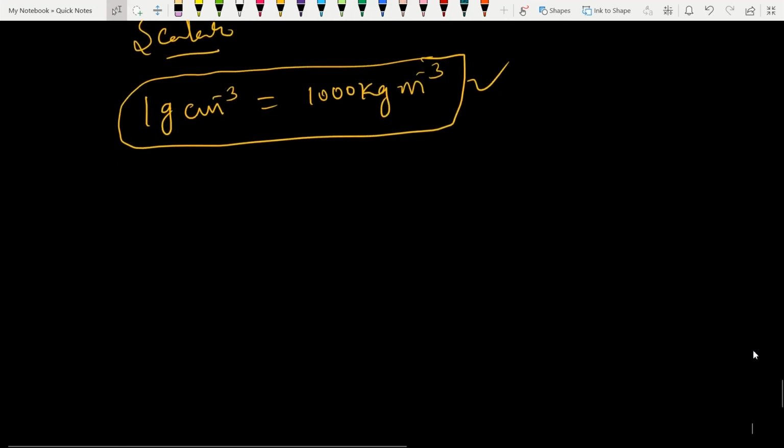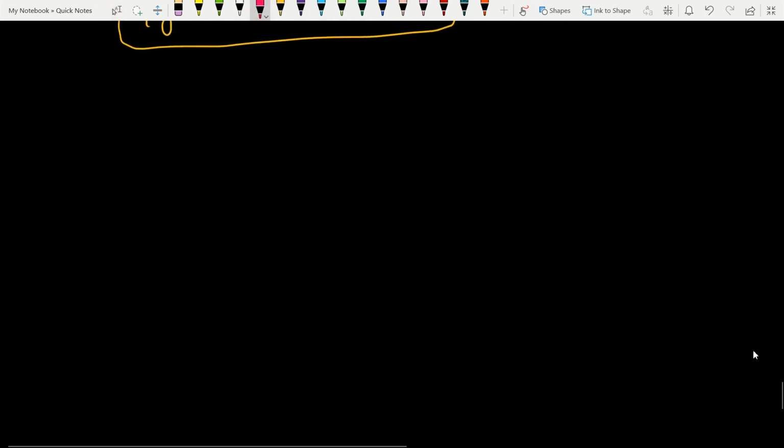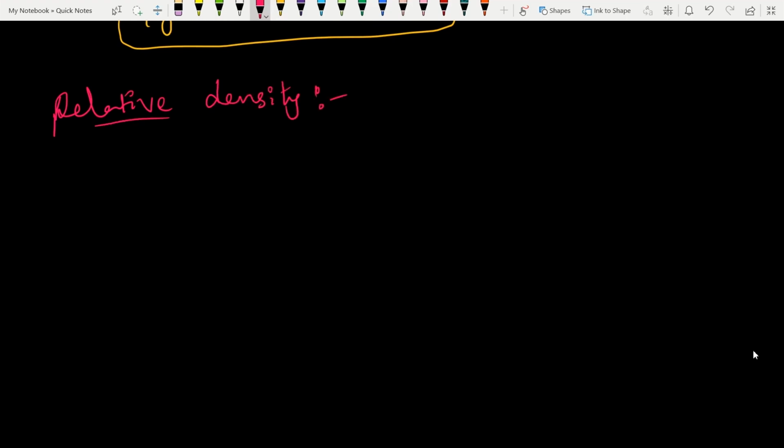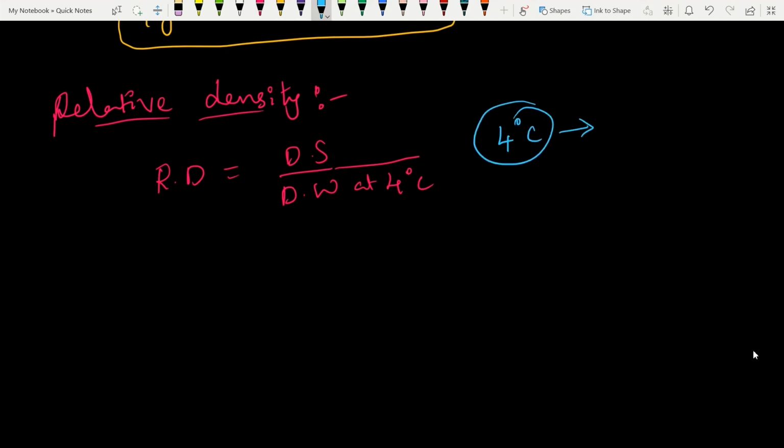And coming to relative density. What is the relative density? Relative density is nothing but the density of the substance divided by the density of water at 4 degrees centigrade. Why are we taking water at 4 degrees centigrade? Exactly at 4 degrees centigrade, water will be in the state of liquid. So that's the reason we are taking it.